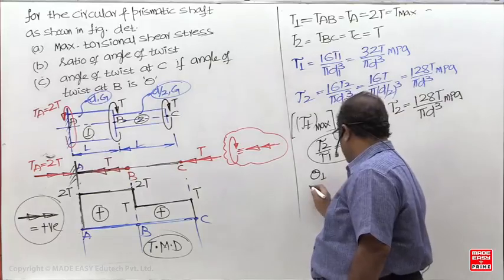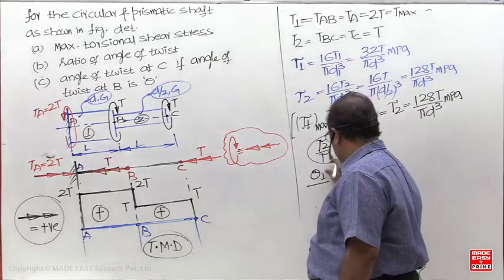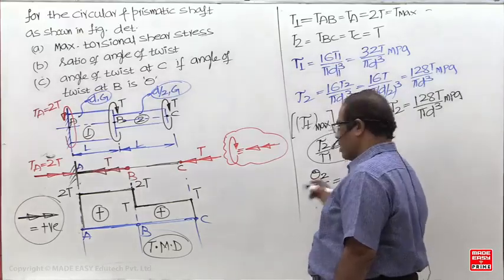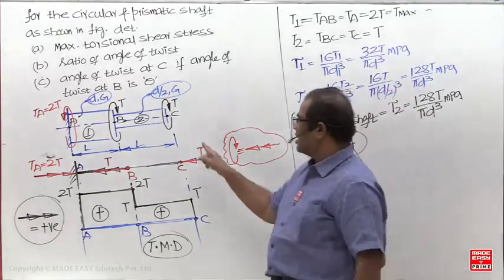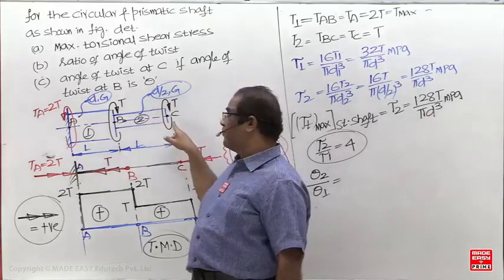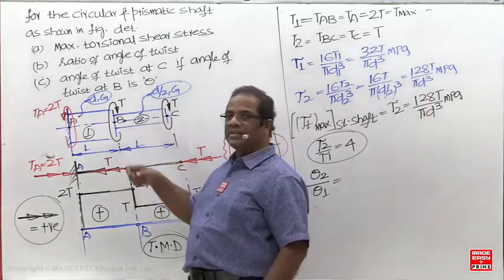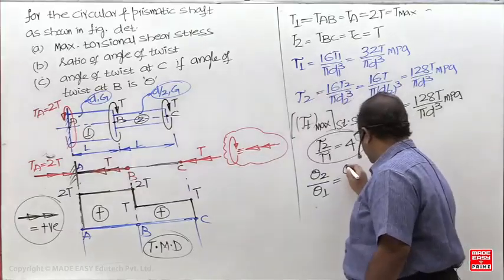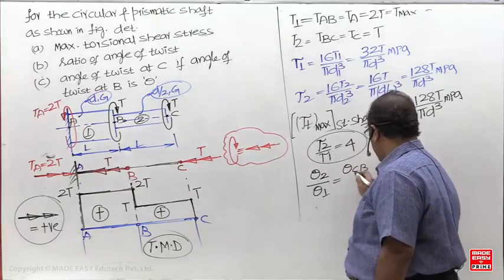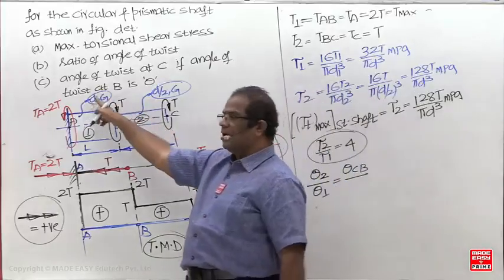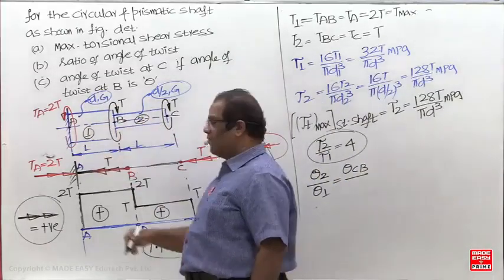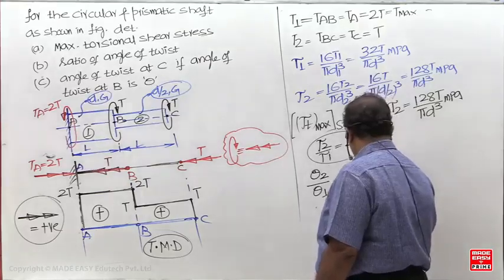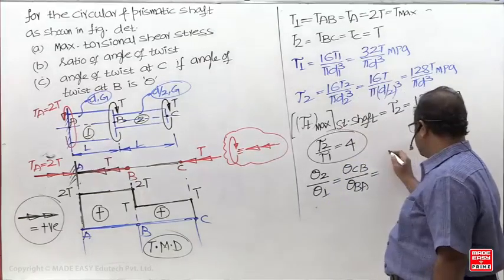Theta 2 upon theta 1. What is the meaning of theta 1, theta 2? For this shaft, which is the free end? C is the free end, B is the fixed end. First alphabet is the free end, second alphabet is the fixed end. Theta 2 means theta of CB. And theta 1, B is the free end, A is the fixed end. Theta is TL by GJ.